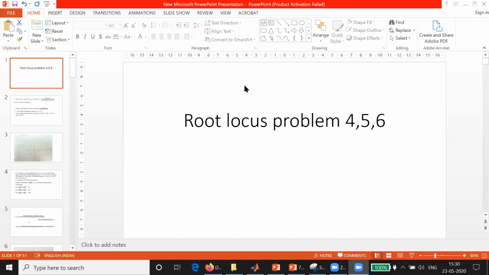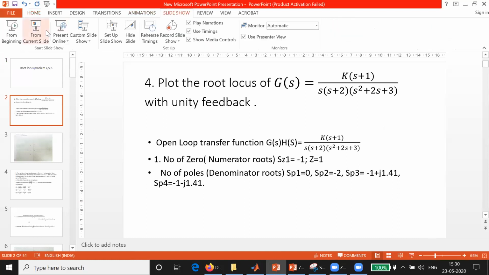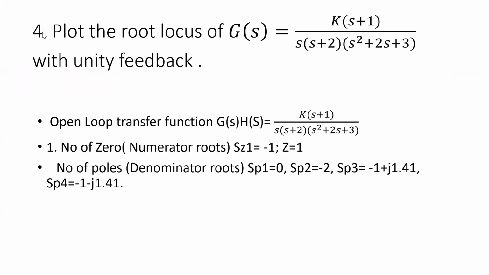Now let us start doing the fourth, fifth, and sixth problem in the control systems. Previously, we had finished the first three problems. Now let us continue with the fourth, fifth, and sixth problem. The fourth problem is we have to draw the root locus for the system G(s), which is given.